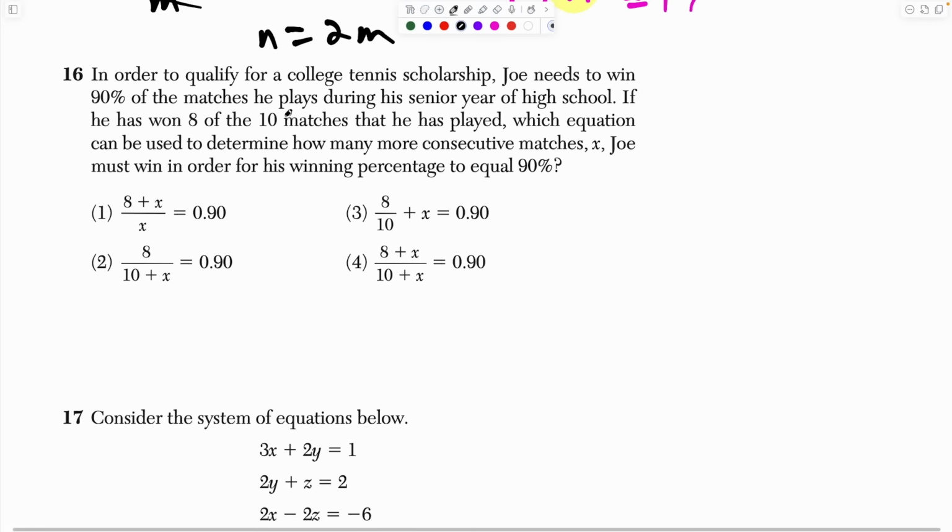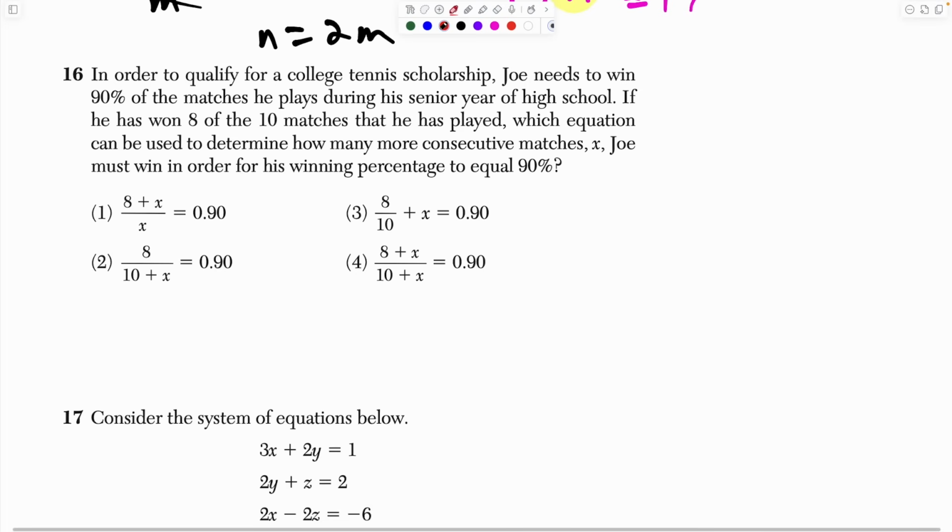Question 16, in order to qualify for a college tennis scholarship, Joe needs to win 90% of the matches he plays during his senior year of high school. If he has won 8 out of the 10 matches that he has played, which equation can be used to determine how many more consecutive matches X Joe must win in order for his winning percentage to equal 90%?